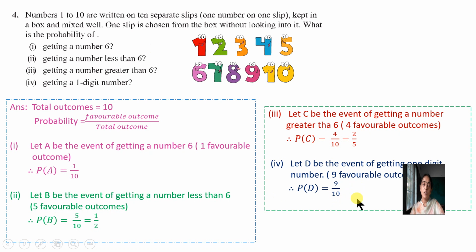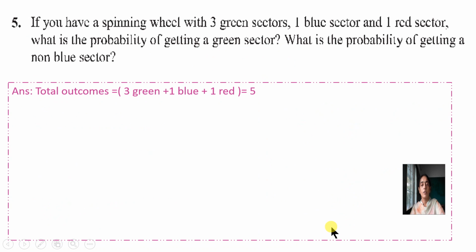So now let's move to question number 5. It is of the same type. If you have a spinning wheel with 3 green sectors, 1 blue sector and 1 red sector, what is the probability of getting a green sector, and what is the probability of getting a non-blue sector? We will follow the same pattern. First we will write total outcome, then the formula, then we will name the event and then find its probability.